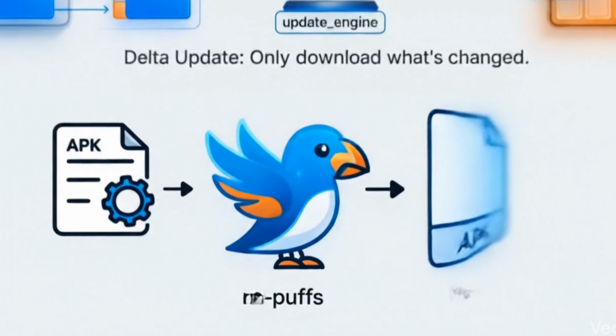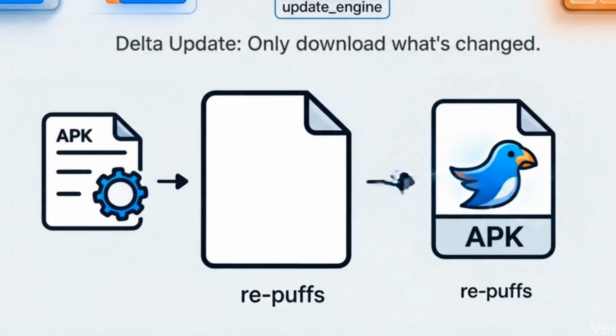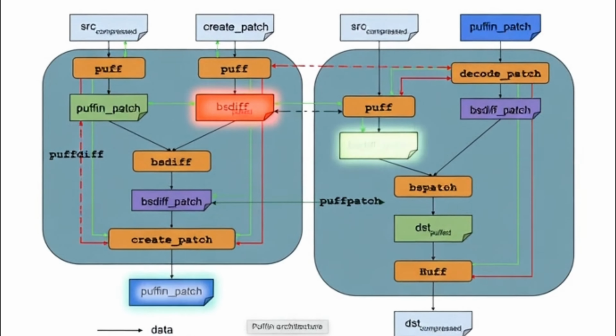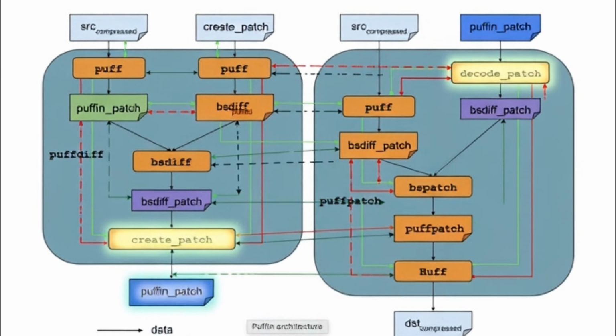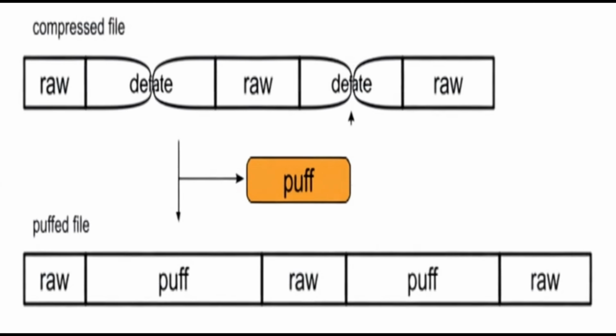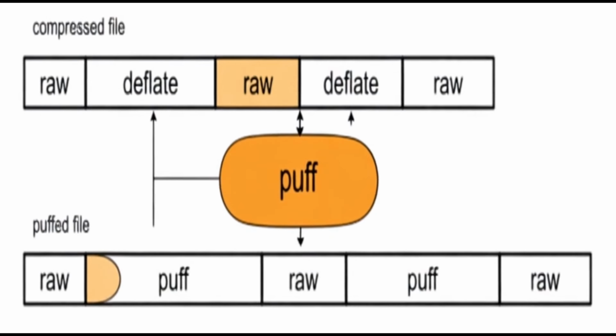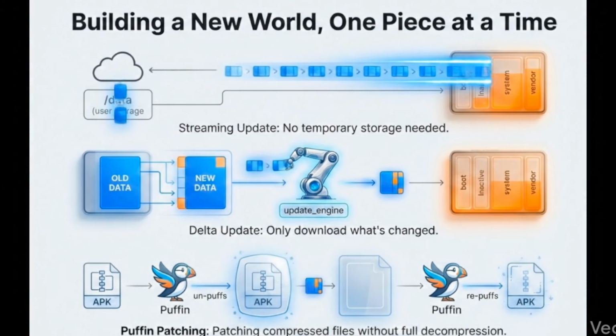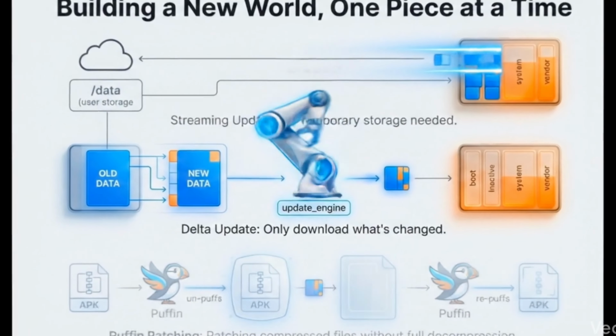And this is where Google's Puffin tool comes into play. It is specifically created by Google to solve this compressed file problem that we mentioned. What it allows Android to do is to create tiny Delta packages, even for files that are heavily compressed. What it does is it kind of reverses some of the compression to an extent to then perform a Delta update and then recompress the image. So all that is very good, and we are ready to do a software update.